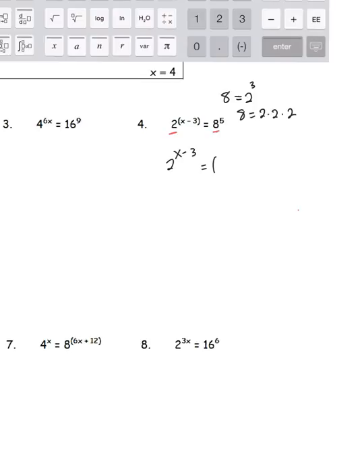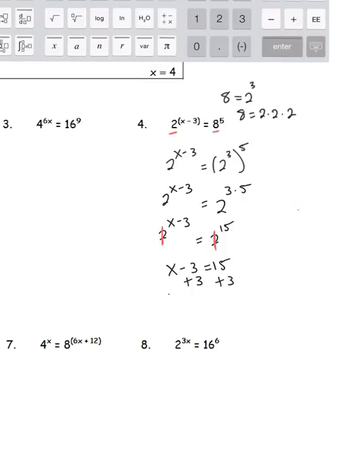I'm going to rewrite the number 8 as 2 to the third power, and then I'm going to leave the 5 on the outside. So I'm going to have 2 raised to the x minus 3 equals 2 to the 3 times 5. So that's 2 to the x minus 3 equals 2 to the 15th. Now that the bases are the same, we're going to get rid of them. And this is going to become x minus 3 equals 15. To solve this, you're going to add 3 to both sides. So you're going to get x is equal to 18.